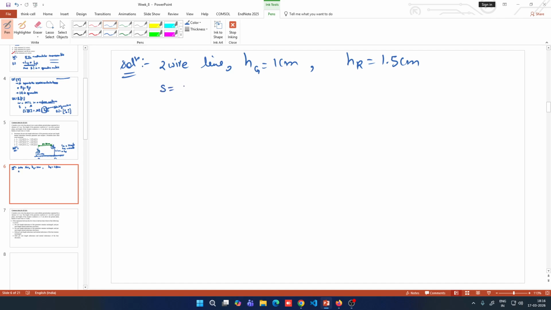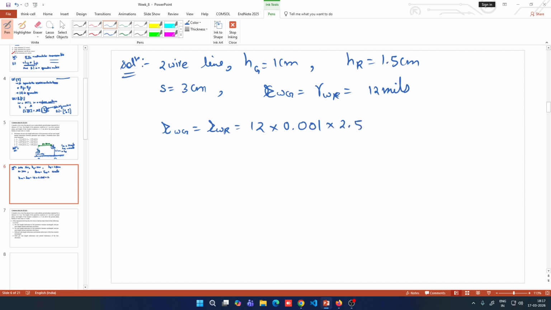So their separation distance is 3 centimeters, and both of their radiuses are the same. So Rwg is the same as Rwr, which is 12 mils. Since everything is in centimeters, we will convert this mils into centimeters, for which we just have to multiply 12 with 0.001 into 2.54, then it will be in centimeters.